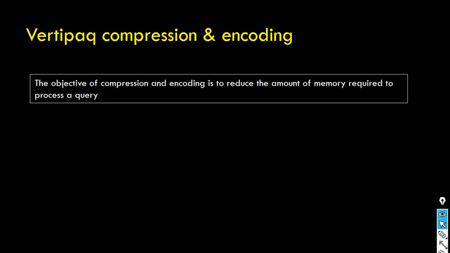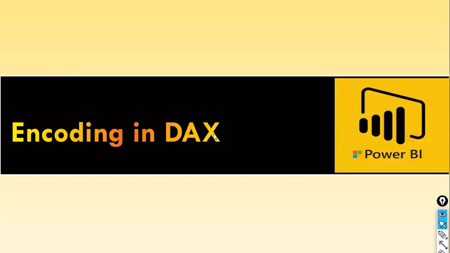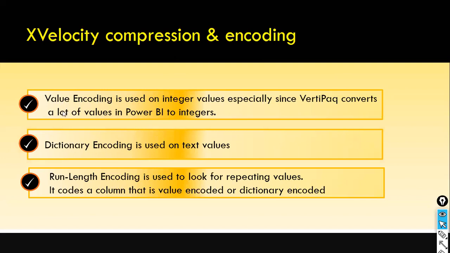Now we have seen that the data gets compressed and then loaded. What algorithms or techniques does it use to compress the data? That is called encoding. Vertipaq stores a compressed copy of the database in memory. The technique is called encoding, and we have three types: value encoding, dictionary encoding, and run length encoding. If you have an integer data type, the value encoding mechanism is used to compress the data. If you have text data, dictionary encoding is used. If it is repeating values, then RLE, the run length encoding technique, is used.